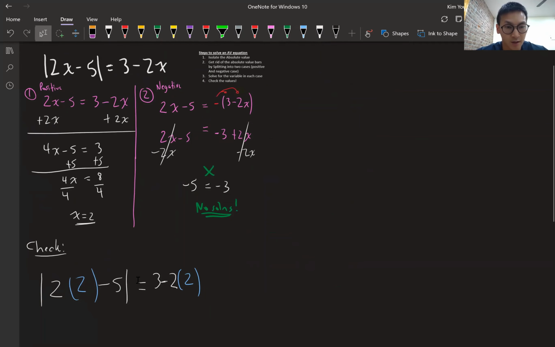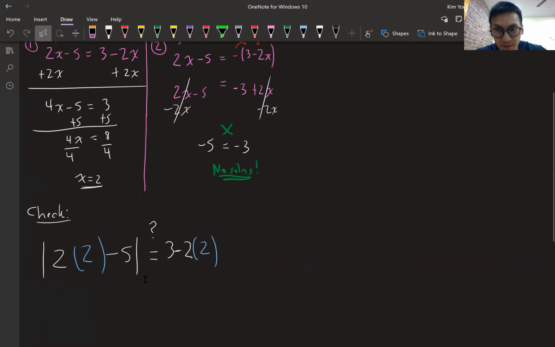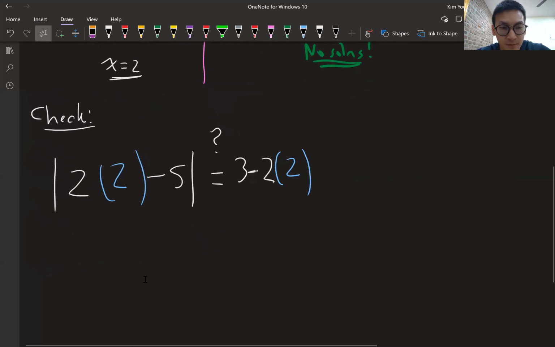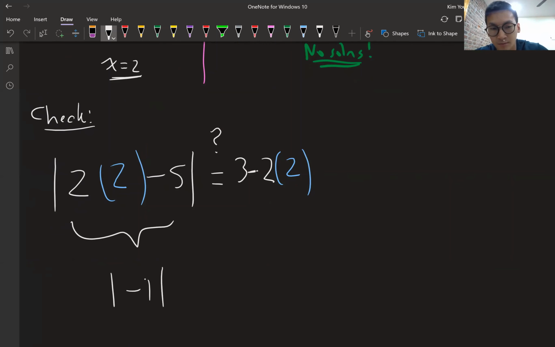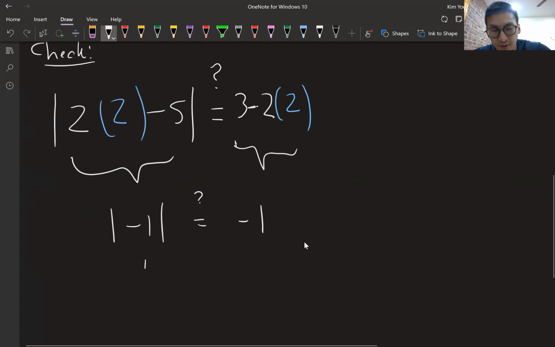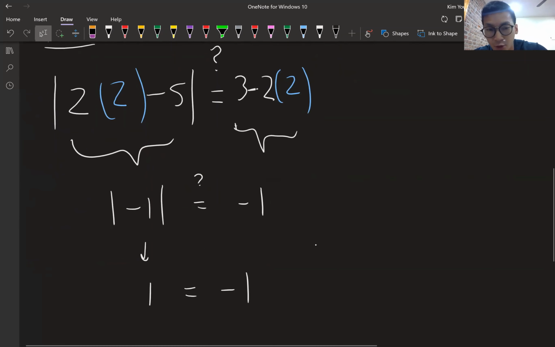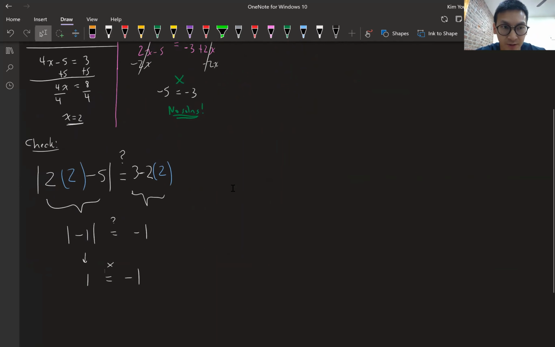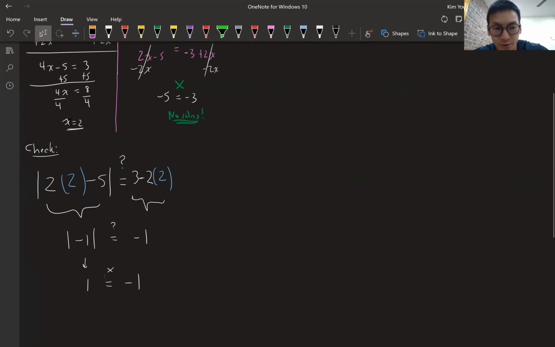Great. Now we have to check this equality. Is the left side truly equal to the right? Let's evaluate. You get 4 minus 5 on the inside, so the absolute value of negative 1. Is that equal to 3 minus 2 times 2, which is the same as negative 1? The absolute value of negative 1 is 1, and 1 is clearly not equal to negative 1. So that's a no. It turns out that x equals 2 is also not a solution. So there is no solution here. That's the conclusion: there are no solutions.